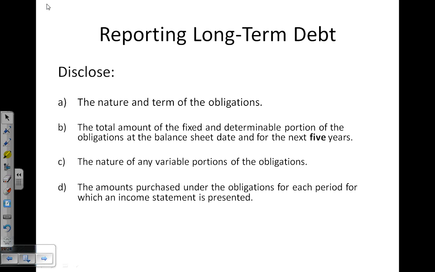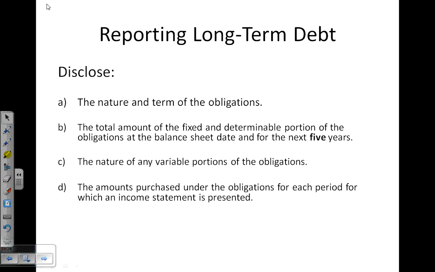The total amount of the fixed and determinable portion of the obligations at the balance sheet date. So how much is coming due this period, and then how much is coming due each of the next 5 periods. The third thing that has to be provided is the nature of any variable portions of the obligation. So normally, what we've been doing here is we've always been talking about fixed stated interest rates. Sometimes the interest rate may be a variable interest rate tied to some index like LIBOR, London Interbank Offering Rate. So as that index rate changes, you may have to pay more or less interest.